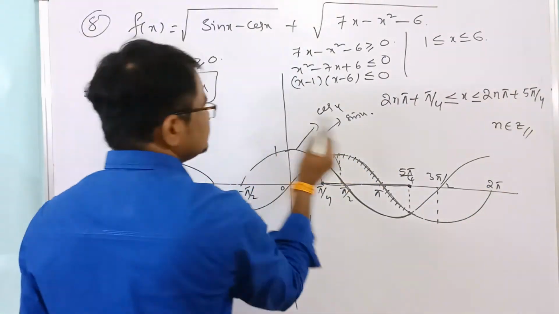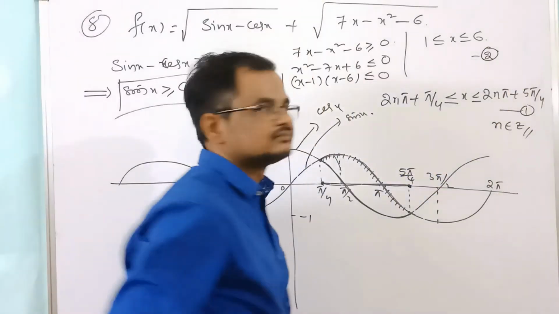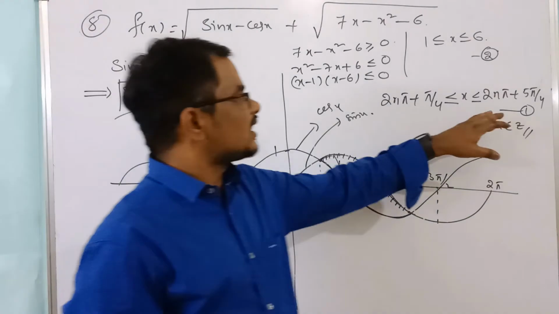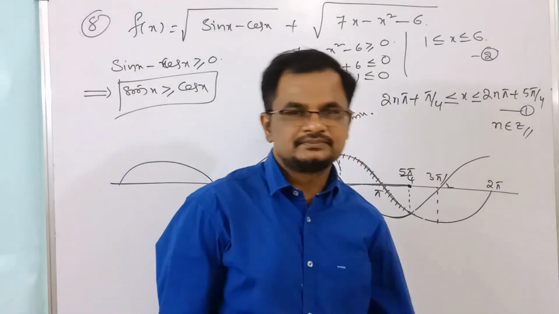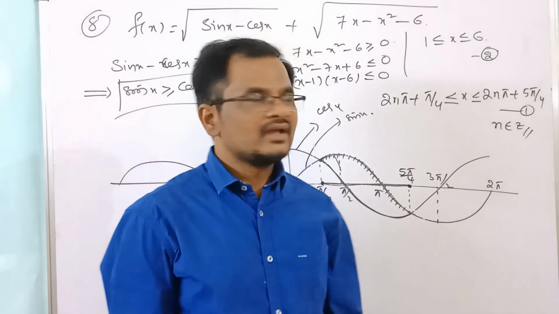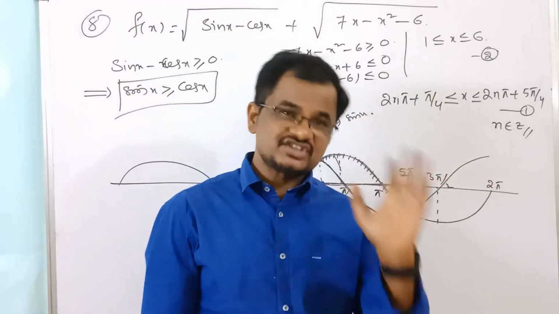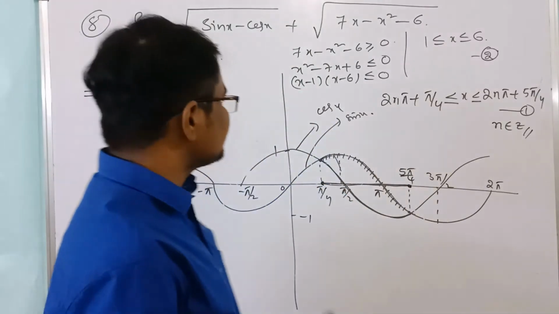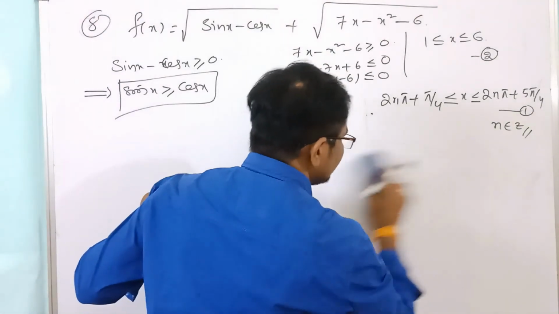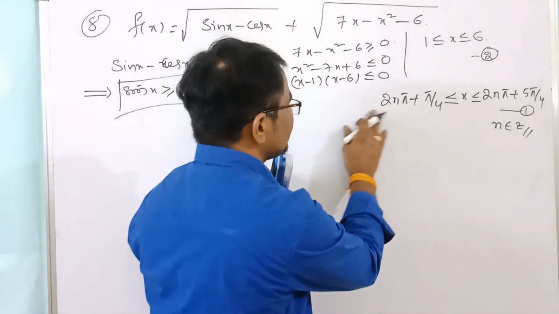So here take this as equation number 1 and this as equation number 2, right? Now to take the common solution of these two, here only one condition is there, but here many conditions are there. So like the first problem, what we have to do is take all the intervals where you will get the common values.